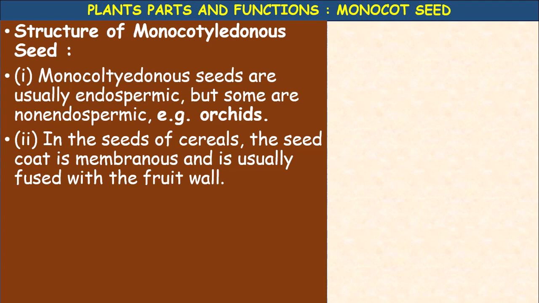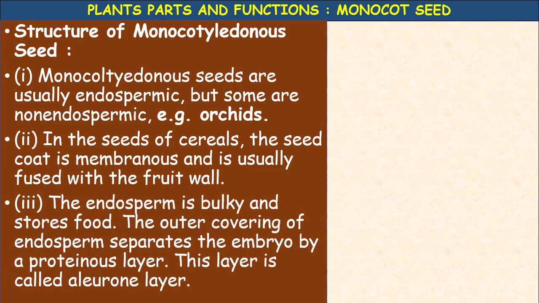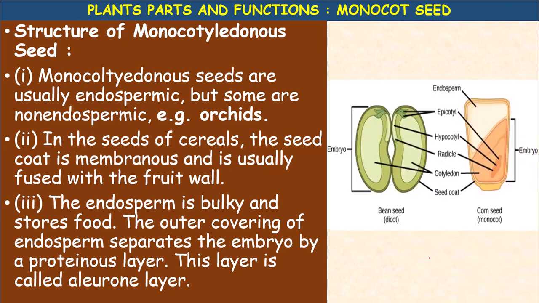In the seeds of cereals, the seed coat is membranous and is usually fused with the fruit wall. The endosperm is bulky and stores food. The outer covering of endosperm separates the embryo by a proteinaceous layer. This layer is called the aleurone layer. So this is the dicot seed. Once again, if you study comparatively, you will understand better.